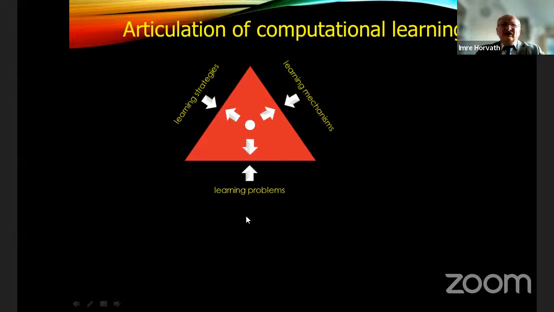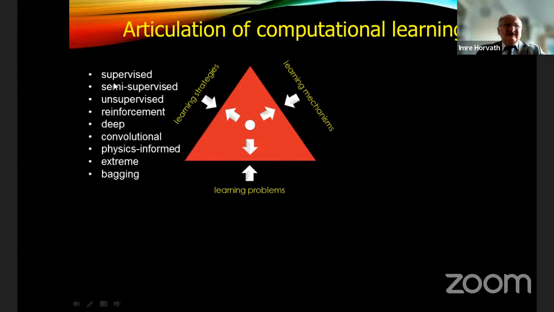The model that we can use here is what I just introduced. On the field of learning strategies, we can identify supervised learning, semi-supervised learning, unsupervised learning, reinforcement learning, deep learning, convolutional learning, physics-based, physics-informed learning, extreme learning, and bagging learning. Obviously, I should say that there is an even longer list behind, which is not mentioned here, but we believe that these are the most significant ones that students who are trying to be developers of cyber-physical systems should be aware of.